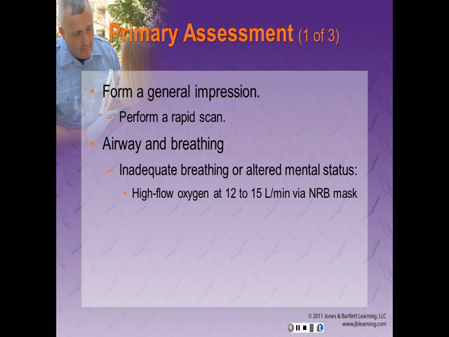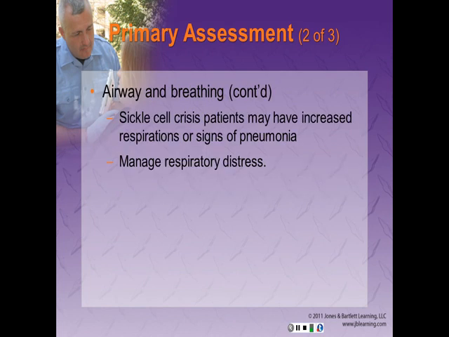Assess the patient's airway and breathing. For patients with inadequate breathing or altered mentation, provide high-flow oxygen at 12 to 15 liters via a non-rebreather mask. Patients who are in sickle cell crisis may have increased respirations or exhibit signs of pneumonia. If your patient has breathing difficulty, open the airway, insert an adjunct, and give oxygen. You may need to assist ventilations.